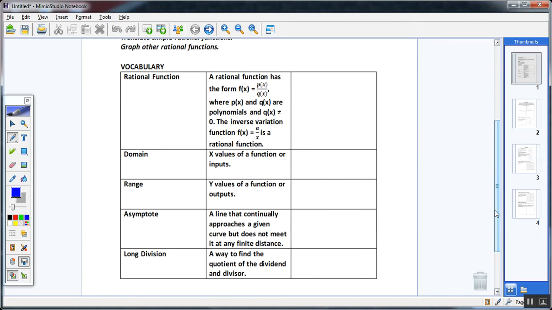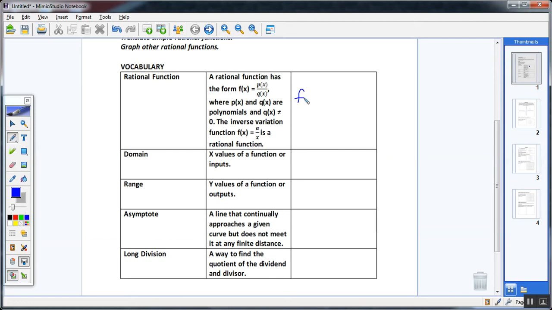A rational function has the form f of x equals P of x over Q of x, where P of x and Q of x are polynomials, and Q of x does not equal zero. You can't have zero in the denominator. The inverse variation function we just got done talking about is like y is equal to a over x. This is called a rational function.